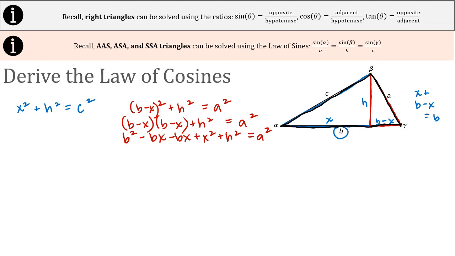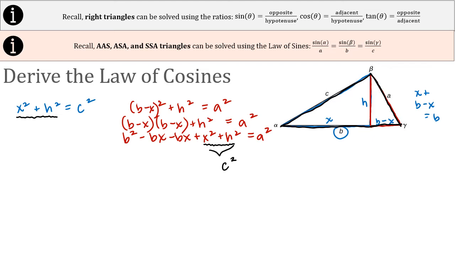Notice that in the Pythagorean theorem that dealt with the triangle on the right, when I multiplied all this out, I was left with this x squared plus h squared on the inside. That should look familiar to you. Notice that when I worked with the triangle on the left, I also had an x squared plus h squared, and that equaled c squared. So I am going to substitute c squared in the place of that x squared plus h squared.